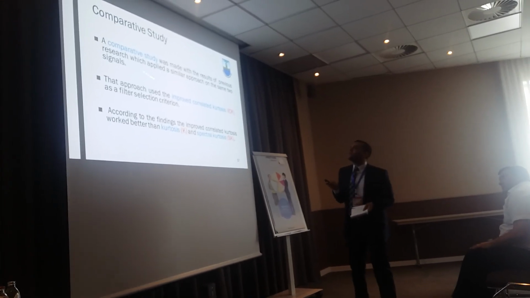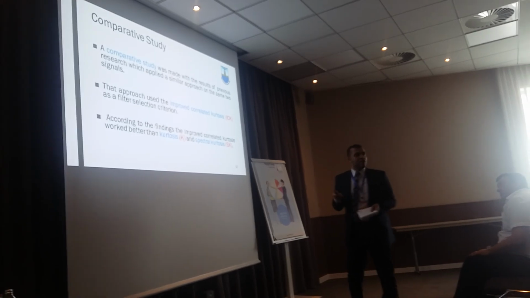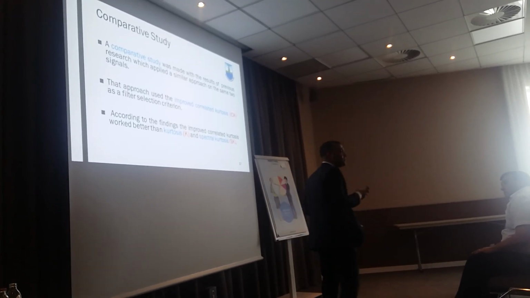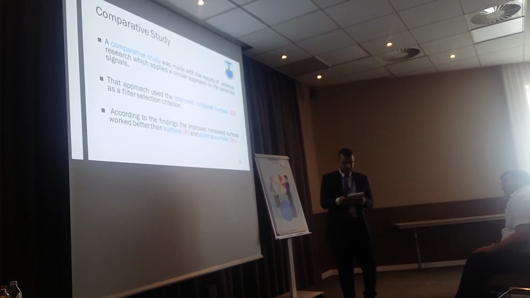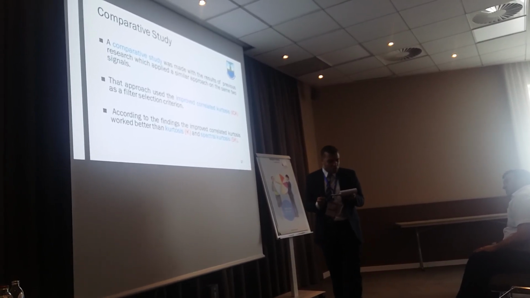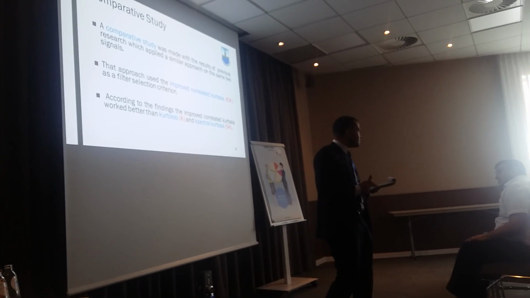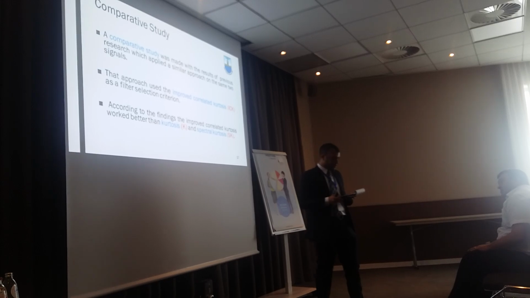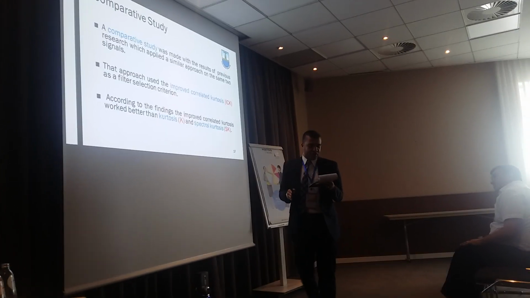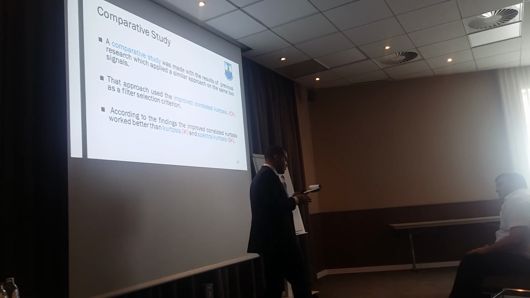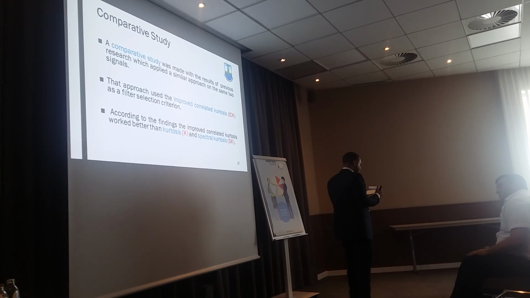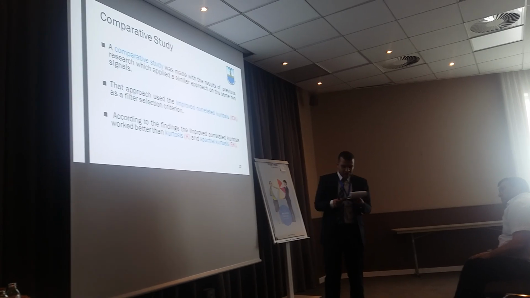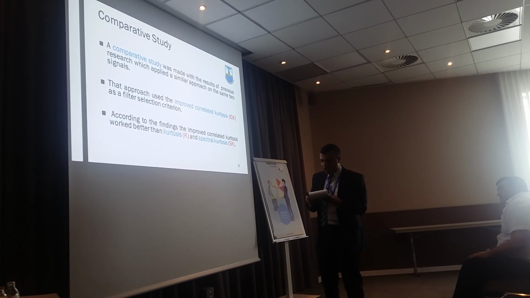A comparative study was made with the results of a previous study which had applied a similar approach to the same two signals. They used a sparsity measure called the improved correlated kurtosis as the filter selection criteria. I used Gini index. And they found that the improved correlated kurtosis outperformed other sparsity measures, namely kurtosis and spectral kurtosis. They are all famous measures of sparsity when used as criteria for optimum Morlet wavelet selection.